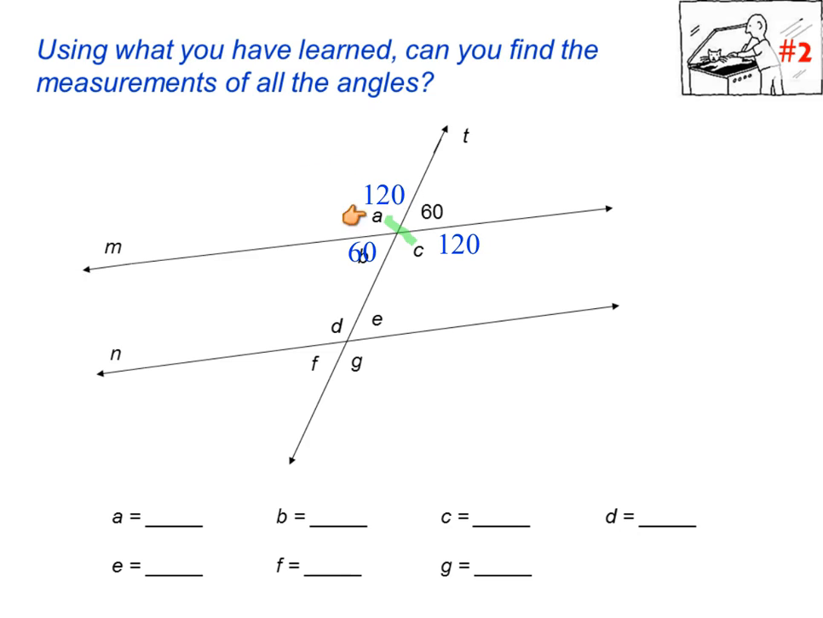So now that I have these four set up, I know that the ones in the same spot are also congruent. So this is just like this 60. This is 120. So this is 120. This is 120. So this is 120. This is 60. So this is 60.